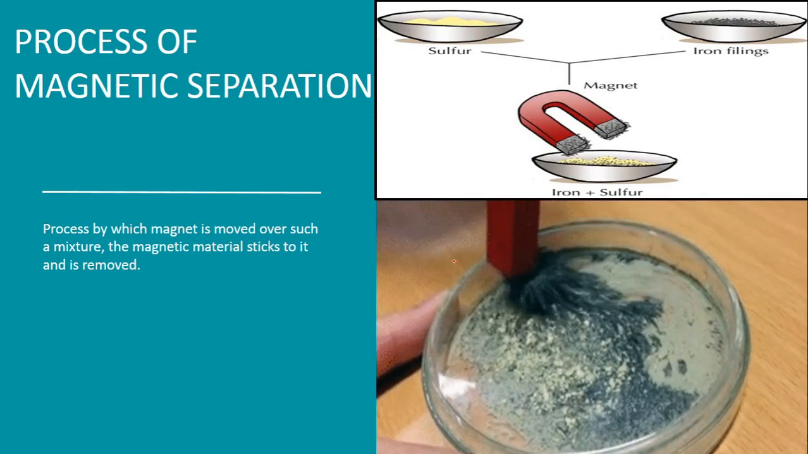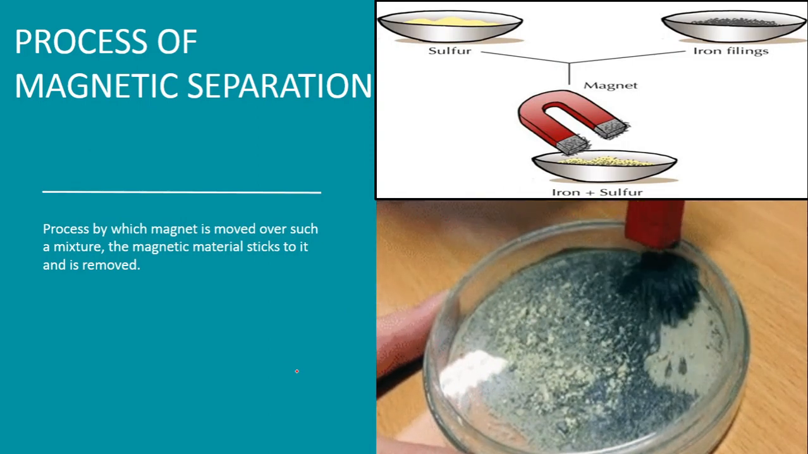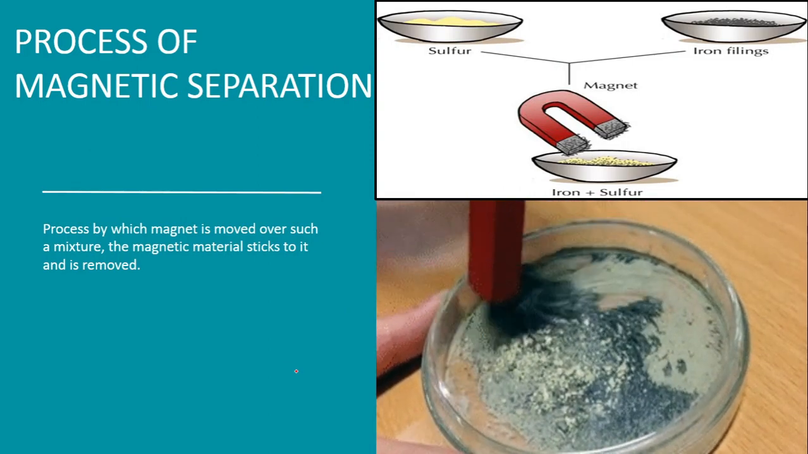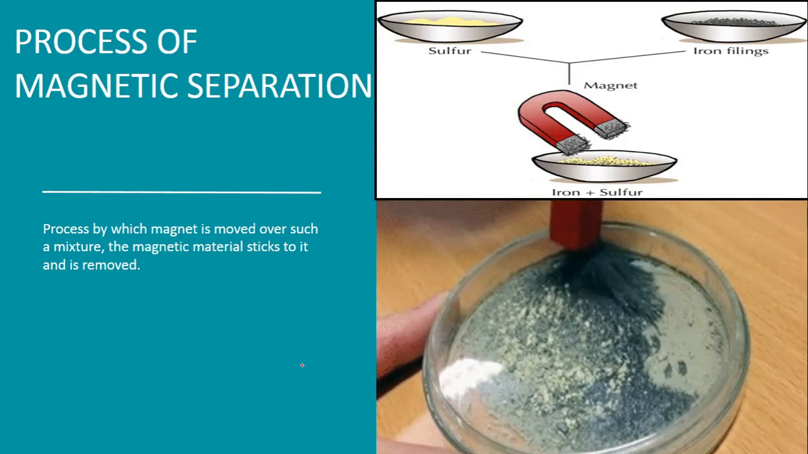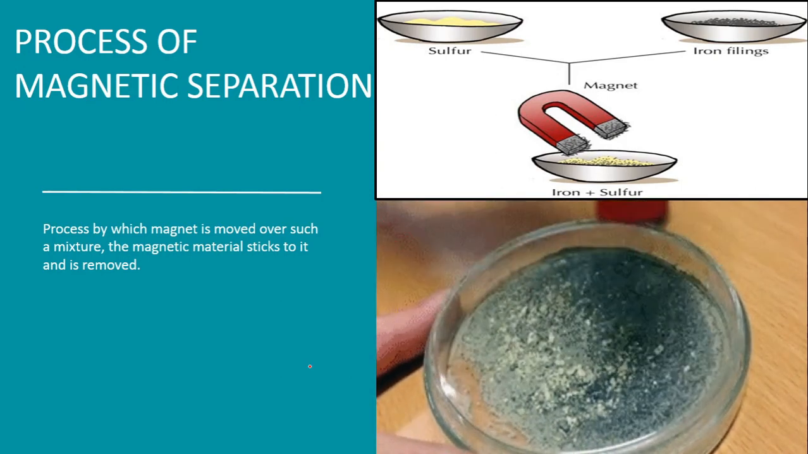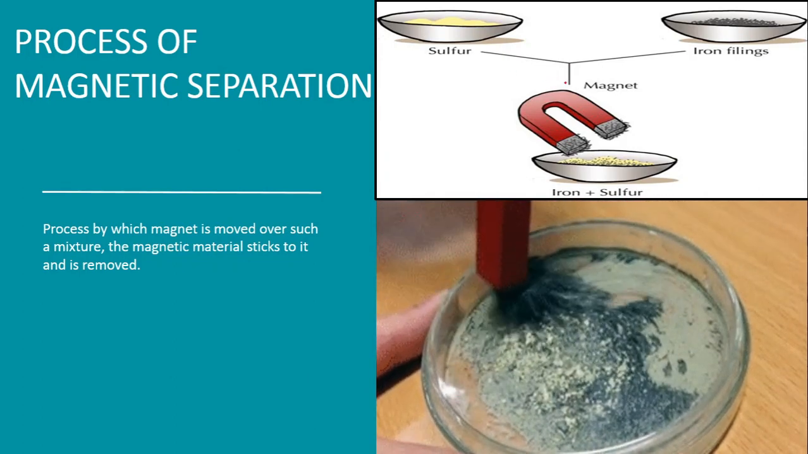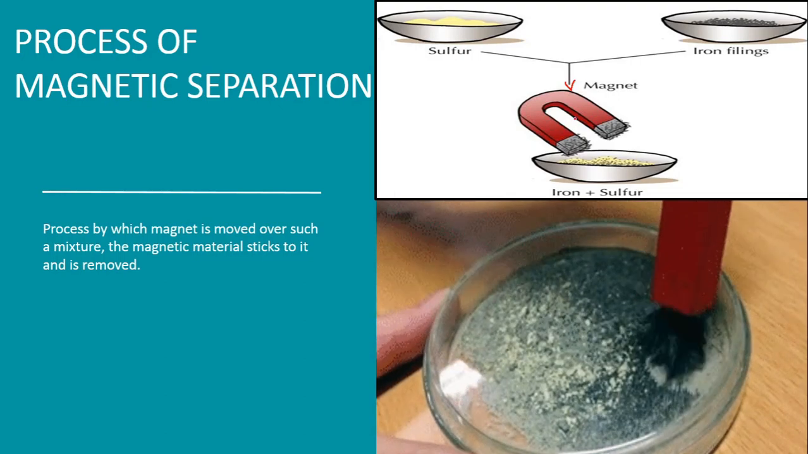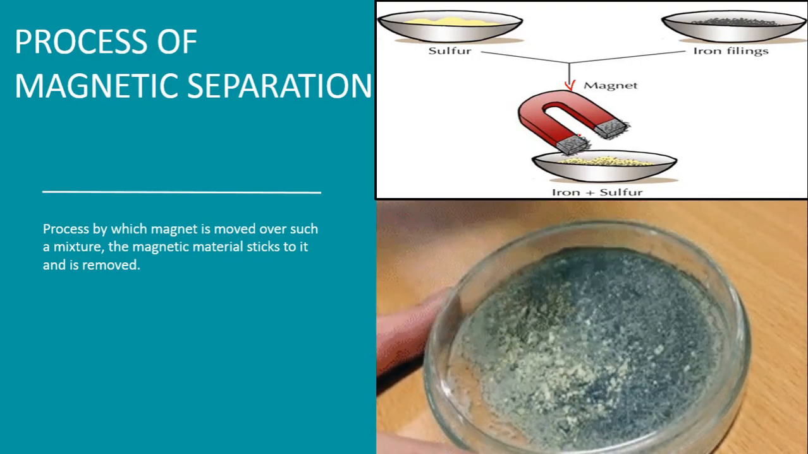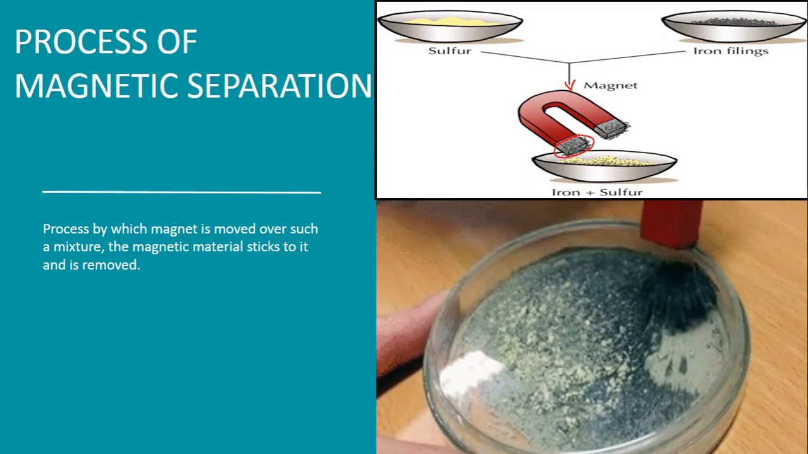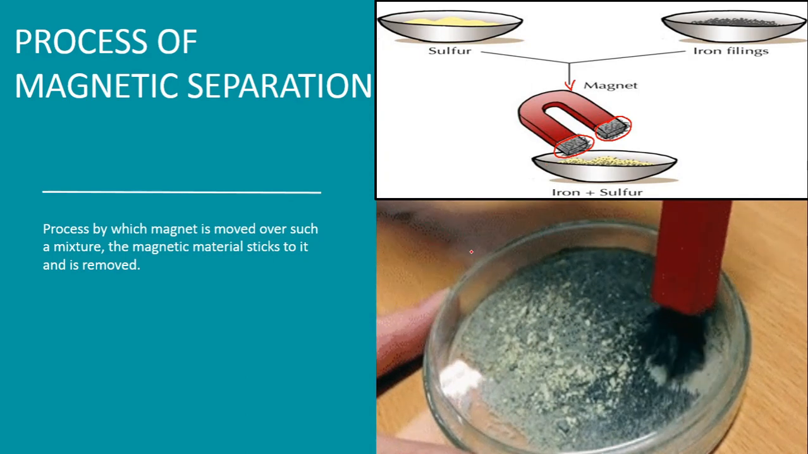Now the next is process of magnetic separation. In this process, a magnet is moved over a mixture. As a result, the magnetic material sticks to it and is removed. As you can see here, sulfur and iron are mixed together, and when the magnet is moved over them, the iron particles stick to the magnet and the iron is removed from the sulfur.